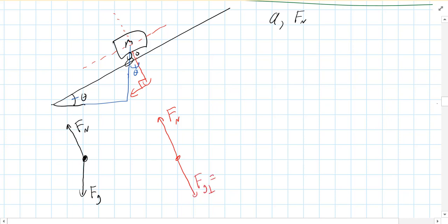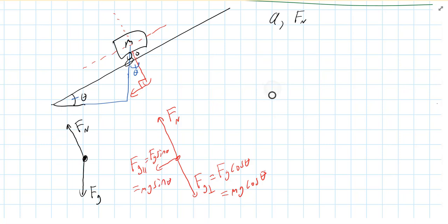Now, how would we calculate that? Well, that's the adjacent leg to this triangle, so we're going to use cosine. So this would be force of gravity cosine of theta, which would equal mg cosine of theta. And then the component of that triangle that's opposite that angle is sine. So the component of gravity that's actually making the cart accelerate down the incline would be, I'll call it Fg parallel, which is equal to Fg sine of theta, which is equal to mg sine of theta.